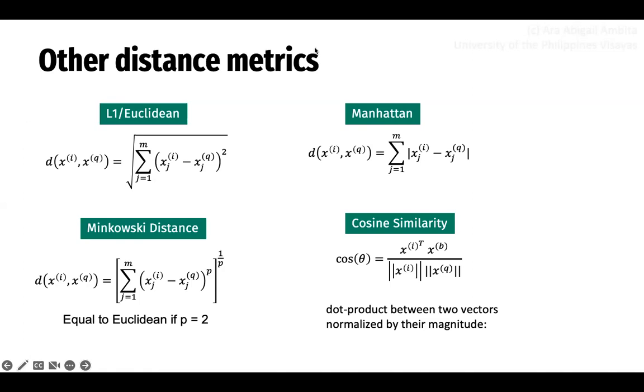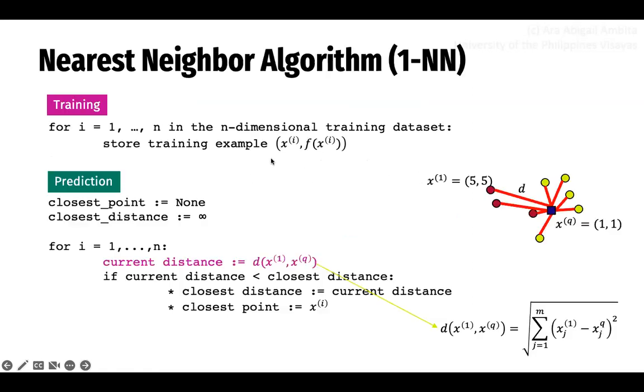And then we also have the cosine similarity, which is just the dot product between the two vectors that is being normalized by their magnitude. So you can read more about this in the textbook. So let us try to understand it. Suppose we have this query point and it is in, let's say, this point 1, 1.